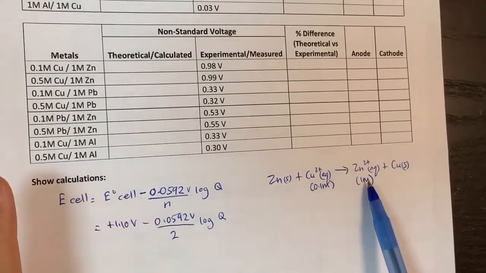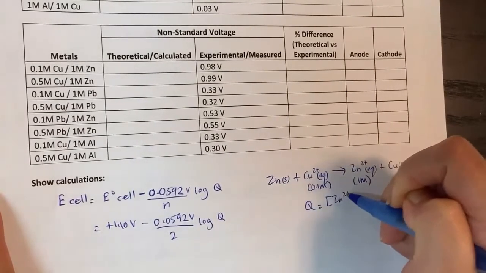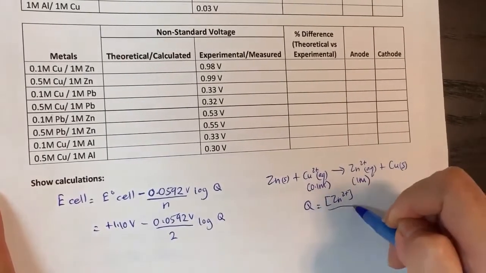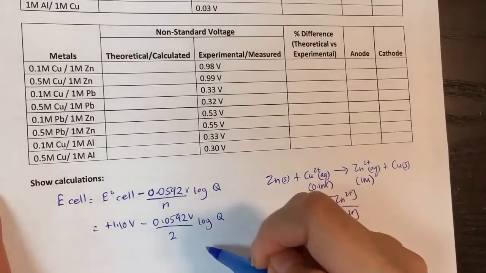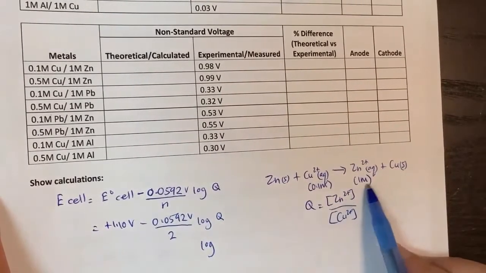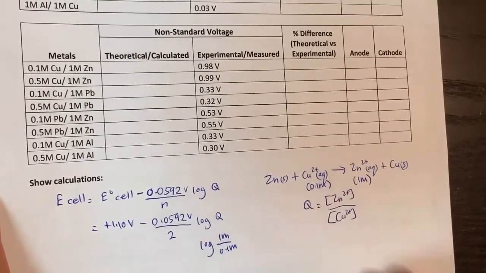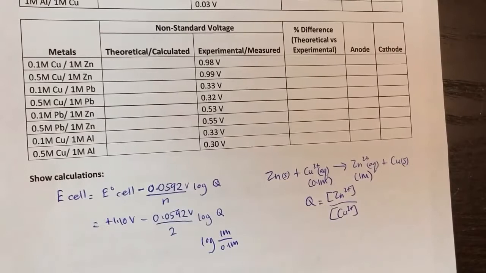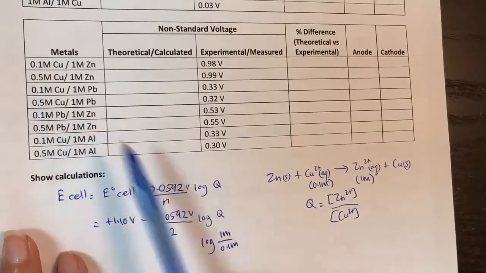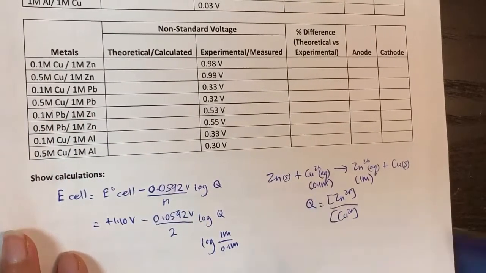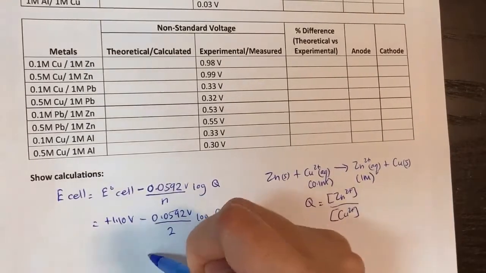So in this case here, the Q would be zinc 2 plus concentration, because you don't write solid, products over the reactants, copper 2 plus on the bottom. So the log of Q here would literally mean the concentration of zinc, which is 1 molar, divided by 0.1 molar. So 1 over 0.1, and you can get your answer there. So obviously, for the second one, you will replace this 0.1 with 0.5 right here because the copper concentration now is 0.5. The N would still stay the same as 2. So calculation becomes really easy.